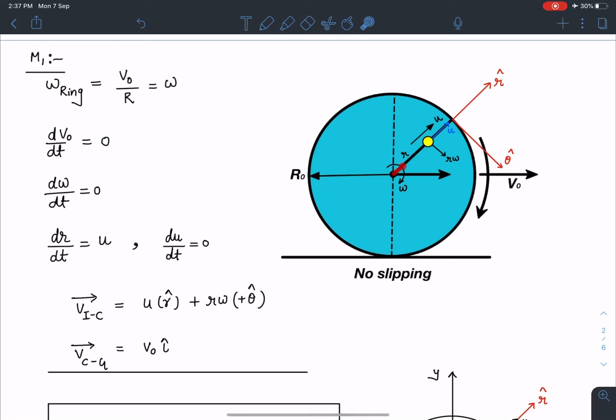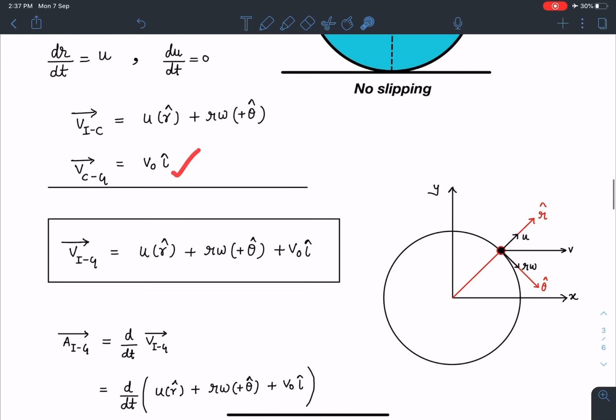So it will be u times r cap and r omega times theta cap. This is my theta cap. I am taking it in the direction of omega so that I can use the previous results. So it's a very simple relation. I'm going to get u r cap plus r omega theta cap, and velocity of center C with respect to ground is v naught I cap. So here you can see I'll be getting velocity of insect with respect to ground at any time instant: u r cap plus r omega theta cap plus v naught I cap.